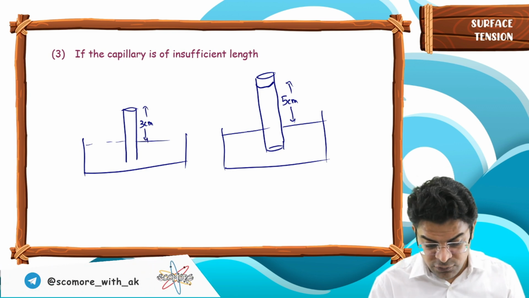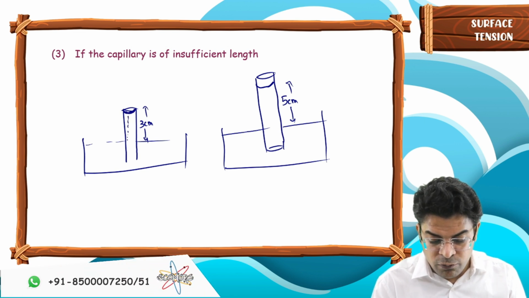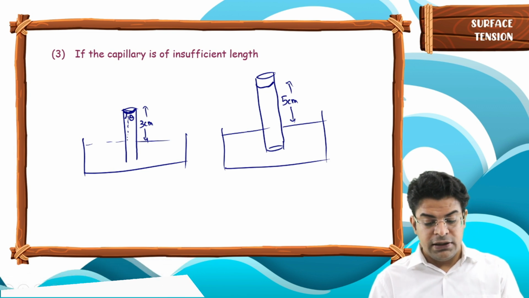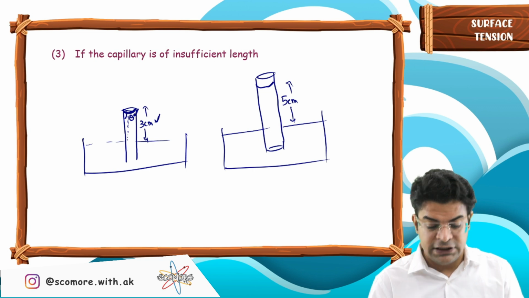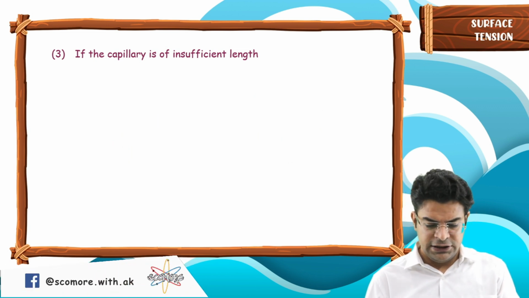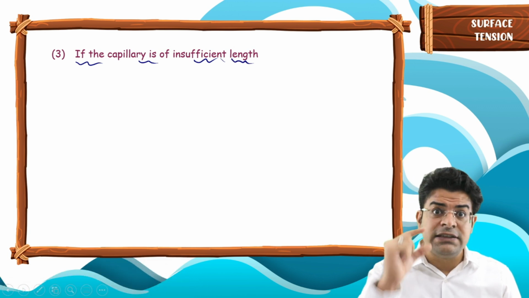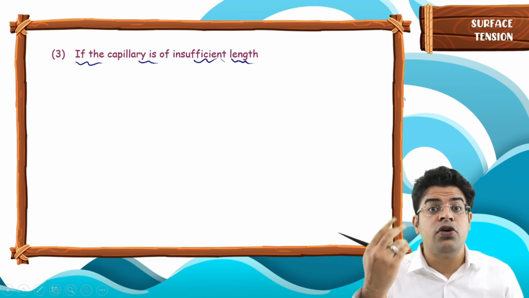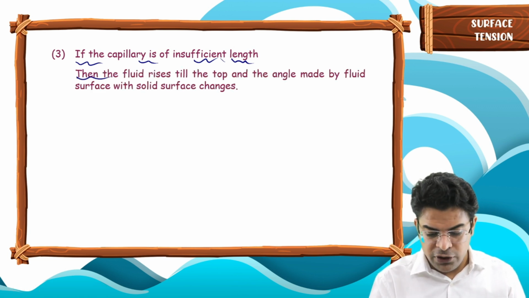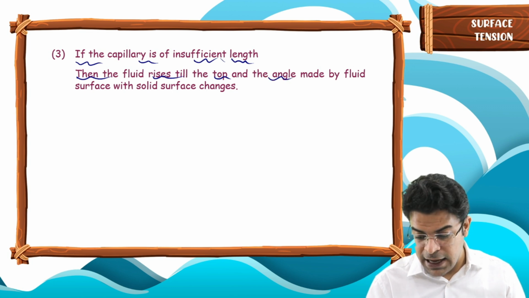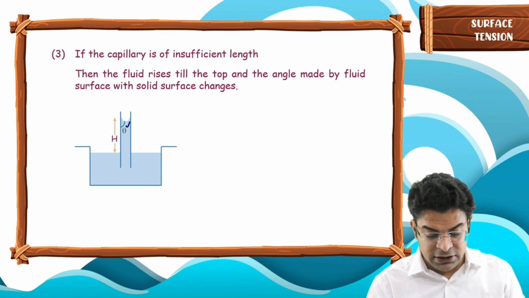So again the fluid will rise till the top and it will take a new value of theta, and that theta will be such that it corresponds to the height of 3 centimeter. Sir, I haven't understood. Let's see. If the capillary tube is of insufficient length, less than the height up to which the fluid wants to rise, then the fluid rises till the top and the angle made by the fluid surface with the solid surface changes. So this angle theta changes.